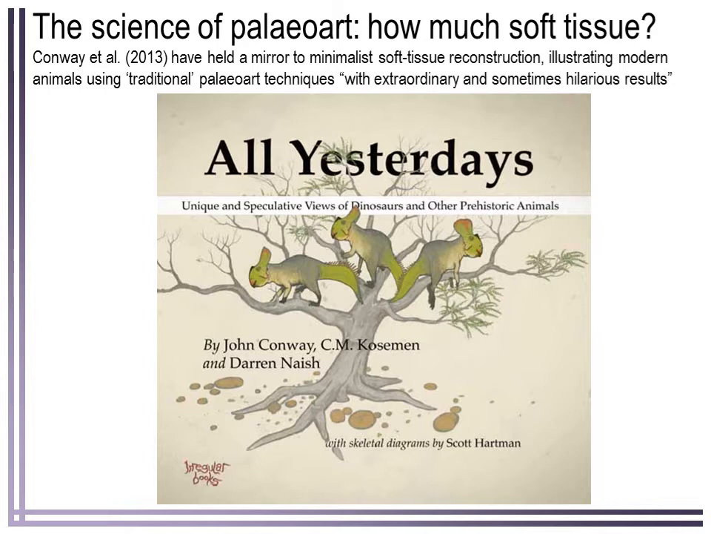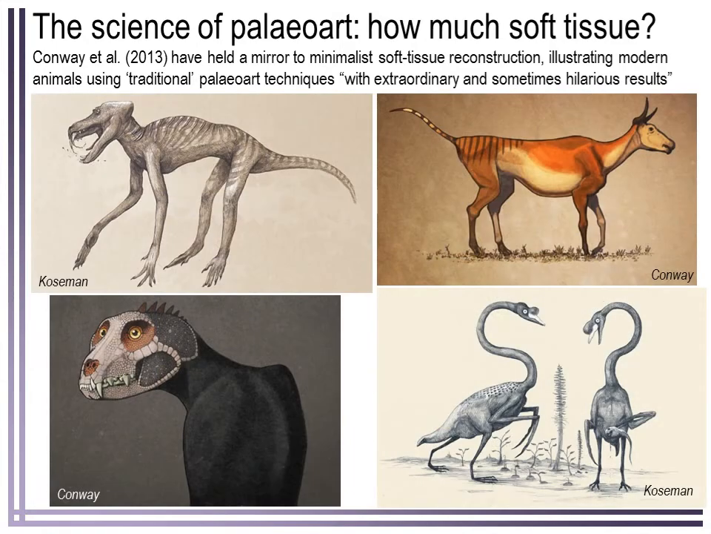This has been trying to move us away from some of the peculiarities, some of the odder ways that we reconstruct fossil animals. So for things like shrink wrapping, All Yesterdays really demonstrated how silly shrink wrapping was. And they did this by showing modern animals reconstructed as we would reconstruct fossil animals. And you can see on the screen here some examples of how ridiculous some of these forms look. So moving from the top left, we have a baboon. On the top right, we have a reconstruction of a cow. The bottom right, we have a couple of swans, and the bottom left, we have a reconstruction of a cat.